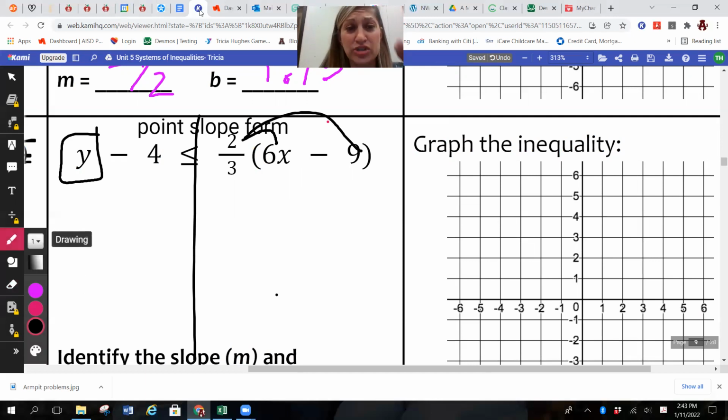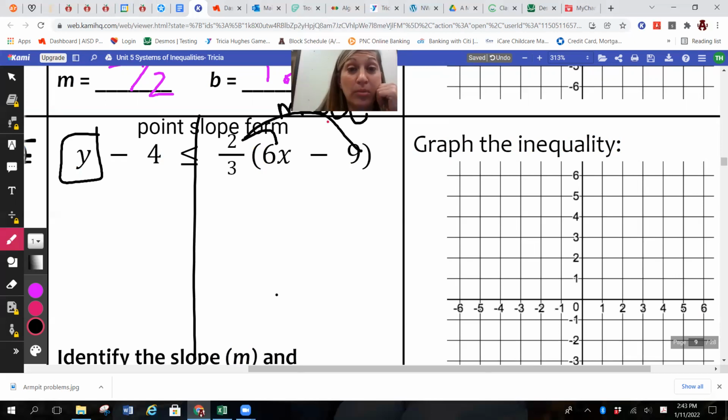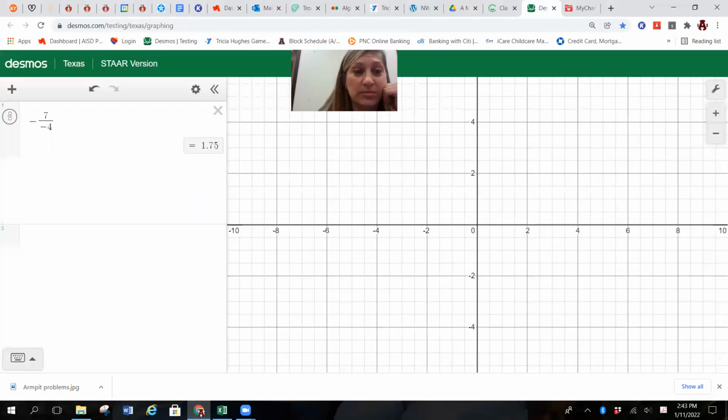So first, let's talk about distribute, distribute. Remember, distribute means multiply, M-U-L-T, multiply. We're going to multiply 2/3 times 6.